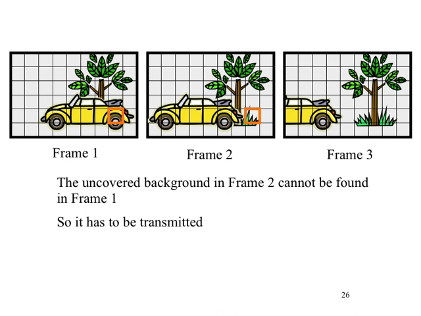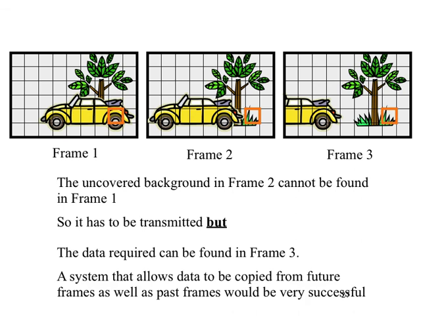And so you might think, well, okay, finally we have to give up and send the block. But no, because sure enough, in trying to construct frame two from frame one, that piece of information isn't there. But it is, in fact, in frame three. So imagine if you had a scenario where you could construct frame two using not only parts of frame one, but you could also use parts of frame three. Well, then it starts to get very interesting, because an awful lot of the data is going to be available for you. So a system that allowed you to copy data from future frames as well as past frames would be really, really successful.